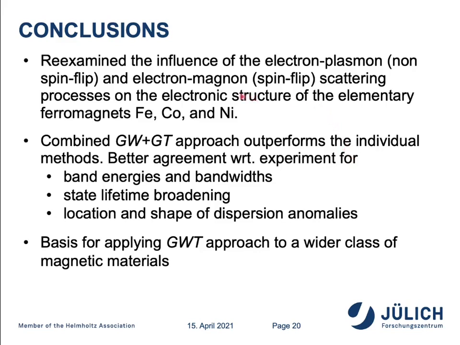In summary, we have computed and analyzed the electronic structure of the elementary ferromagnets in the presence of both electron-plasmon and electron-magnon scattering. I have presented the results computed with a variety of techniques and discussed their strong and weak sides. I have shown you that the combined GW plus GT method outperforms the individual techniques. We saw that the GWT self-energy does lead to an improved description, with respect to experiment, of band energies and band widths, lifetime effects, and the location and shape of the electron-magnon-induced dispersion anomalies.